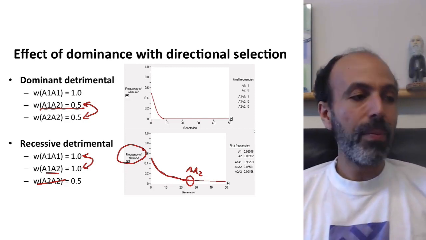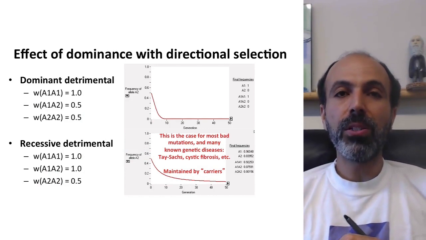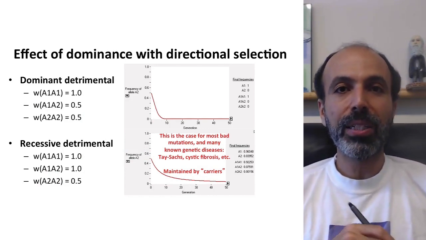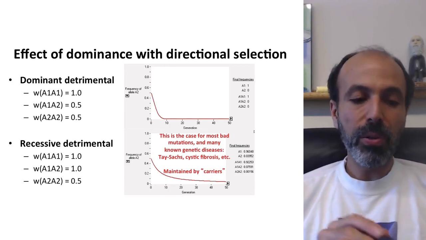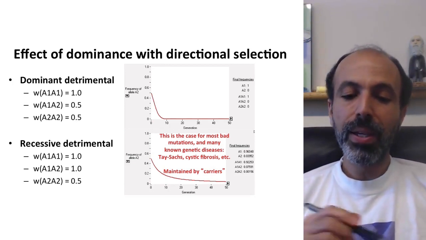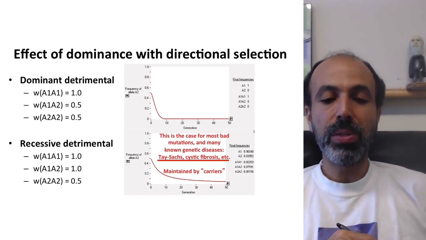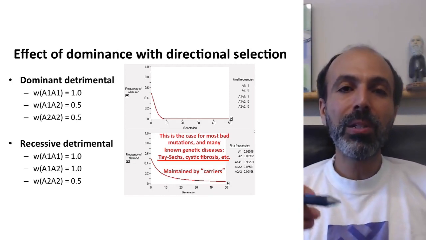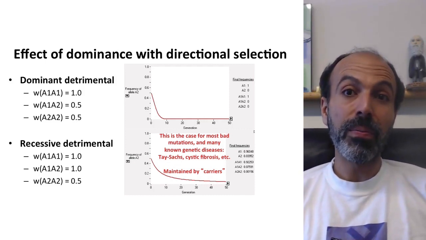long period of time. Now, in fact, this is actually what happens for many bad mutations. As I mentioned a long time ago when we were talking about inbreeding depression, many bad mutations are either completely or mostly recessive. Some examples of genetic diseases like this are Tay-Sachs, cystic fibrosis, etc. They're maintained in the population by carriers. Selection is inefficient at getting rid of them.